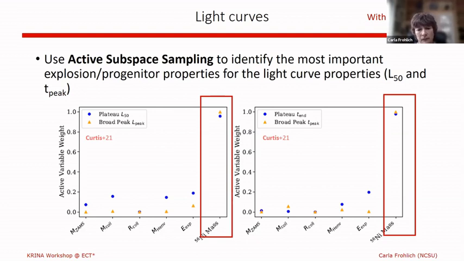And you can see from these plots, the quantities we looked at are on the bottom. So ZAMS mass, mass at collapse, radius at collapse, hydrogen envelope, explosion energy, and nickel 56 mass. And the vertical axis tells you basically the larger that active variable weight is, the more important it is. And not surprising from the physics, the amount of nickel 56 really determines how long it takes to rise to peak and what the luminosity at 50 days or at peak is.